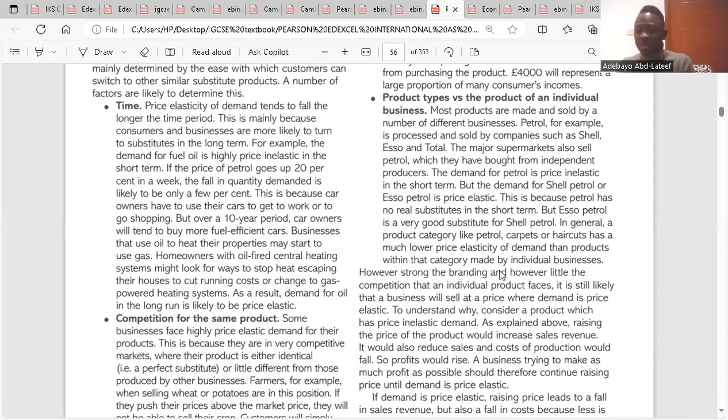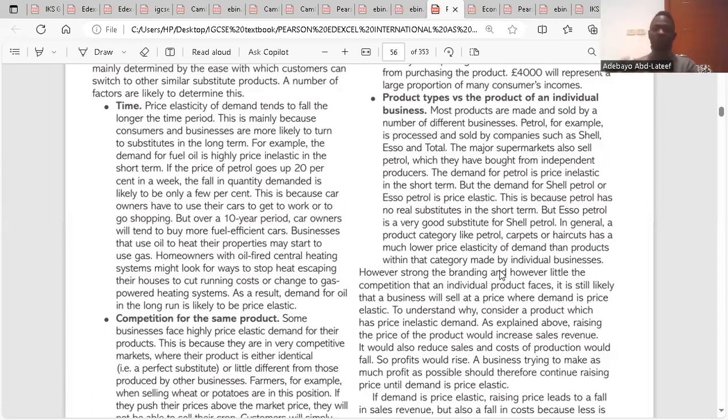To understand why, consider a product which has price inelastic demand, as explained above. If a product has a PED that is inelastic, definitely it could sell at a higher price. No matter what price it sells, consumers will buy.